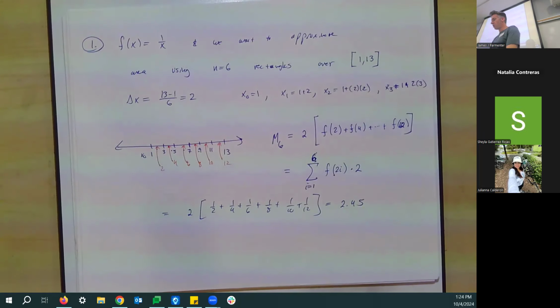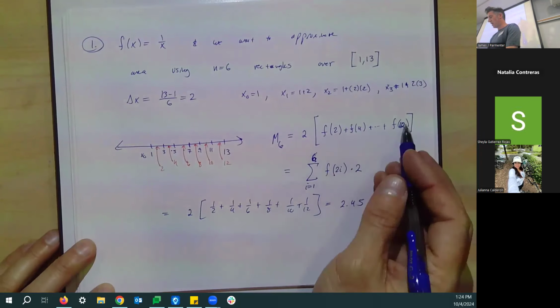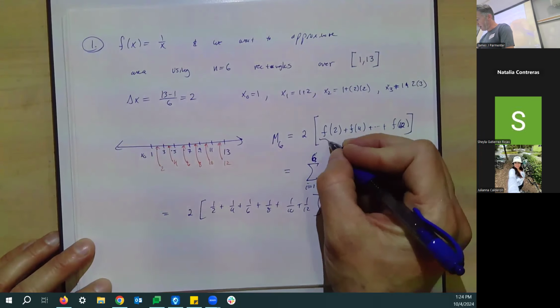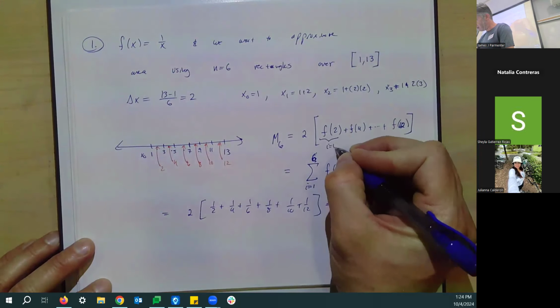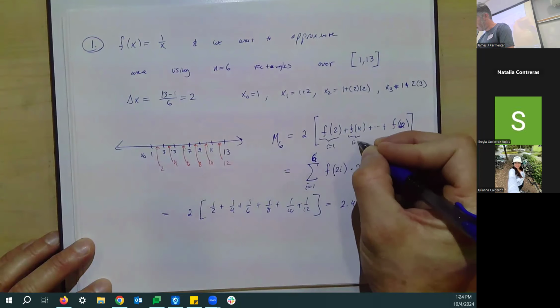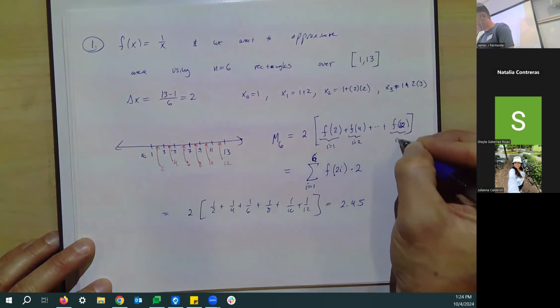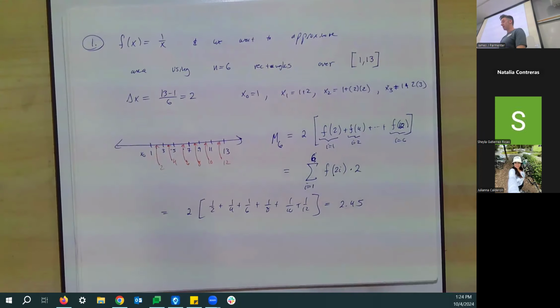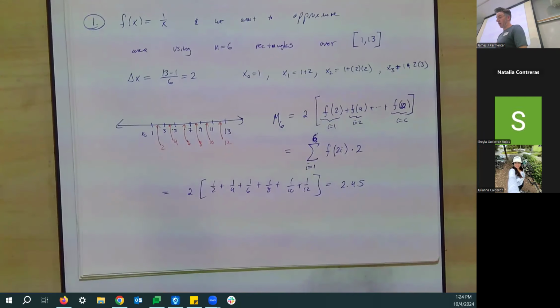So I really looked at this and just said, this is for my i equals 1. It's for my i equals 2, all the way to this is for my i equals 6. So I just noticed that each of my inputs was exactly twice what the index was.